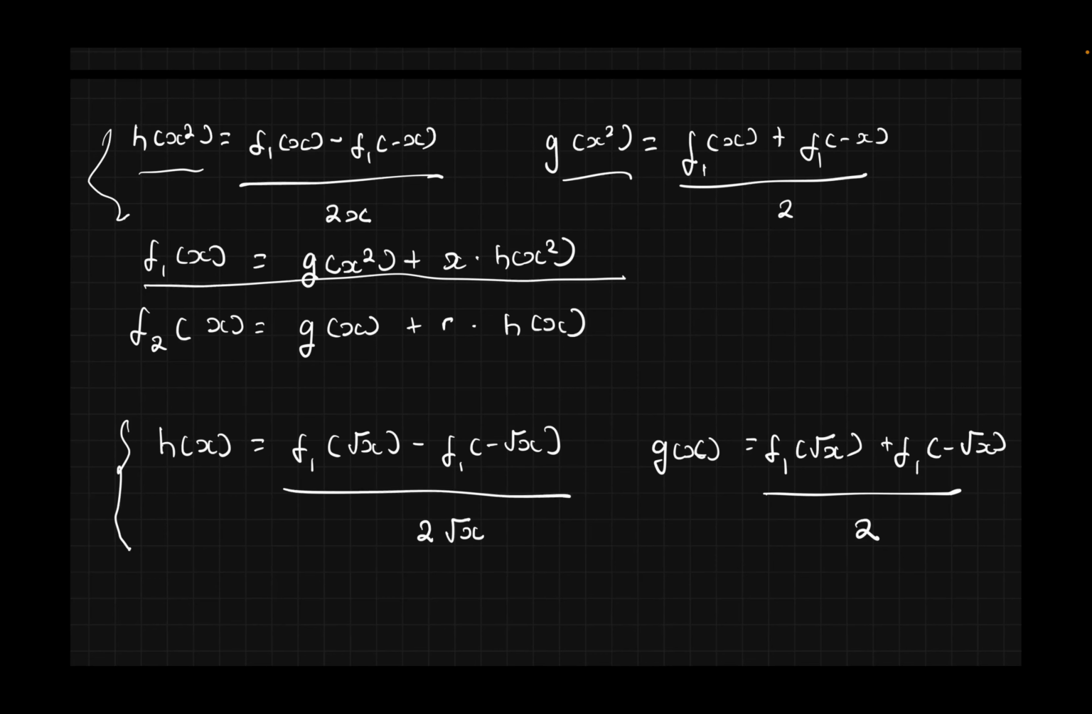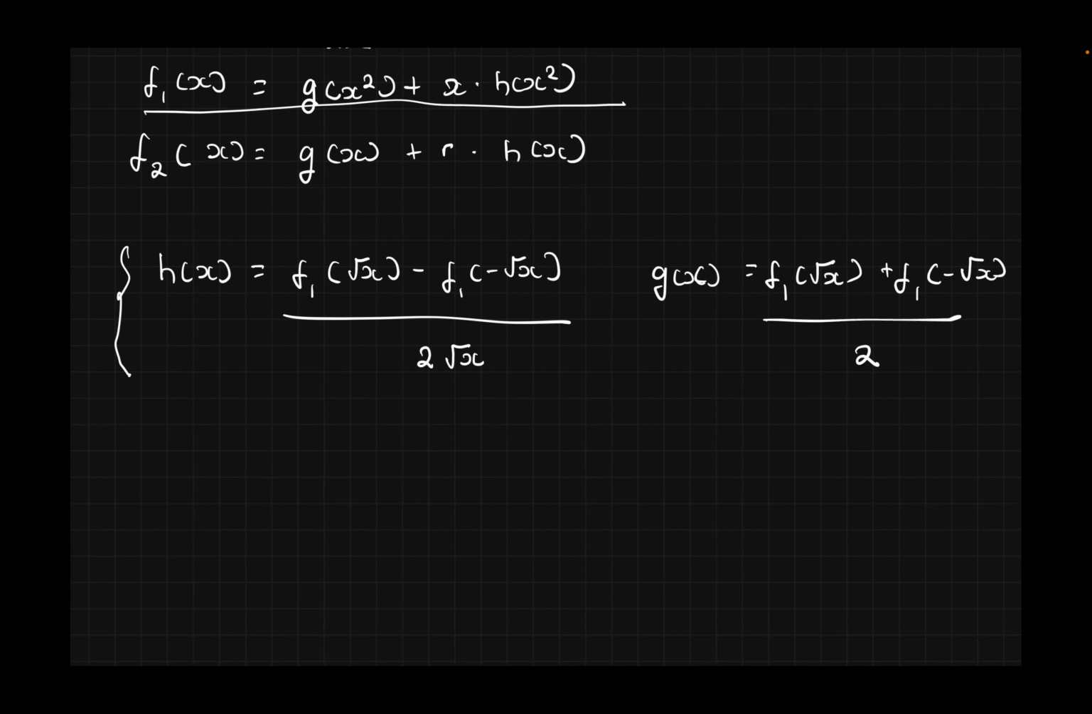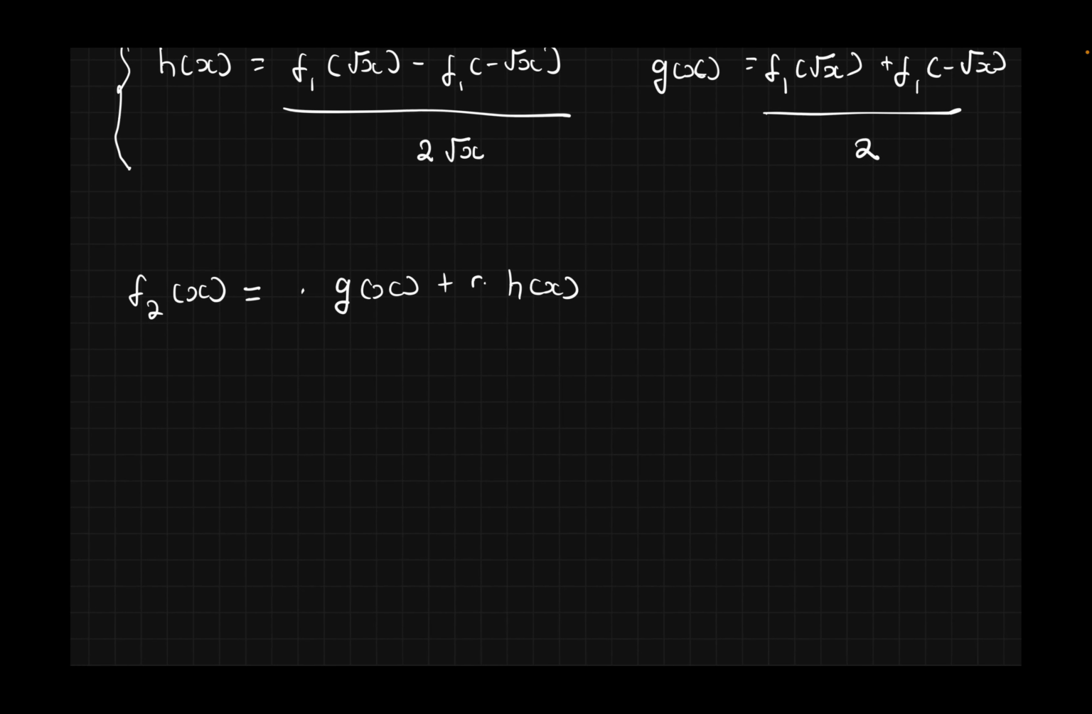Okay, sorry, wait. So our f2 of x is now what? Remember our f2 of x was g plus r, right? But now we have an expression for g of x and h of x. So f2 of x is basically what? f1, cool, right?